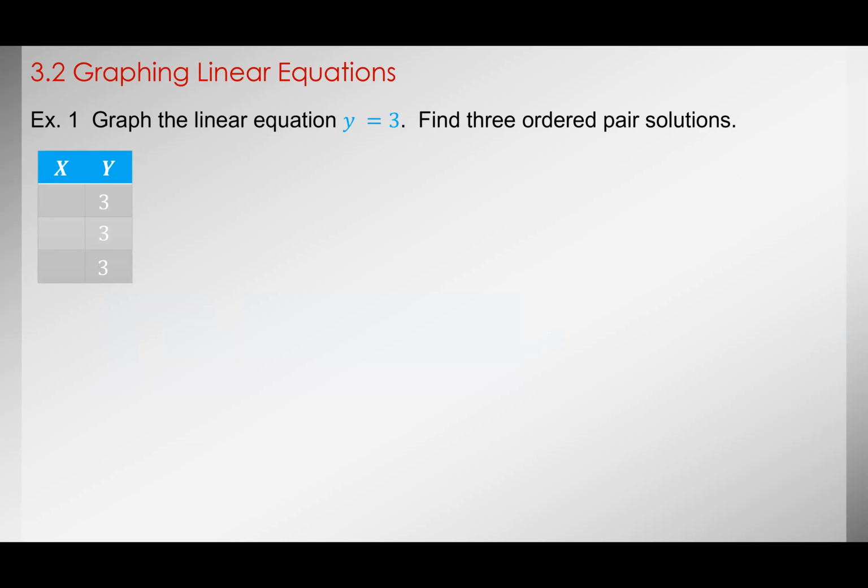Graph the linear equation y equal to 3. Find 3 ordered pairs for this solution. Do you agree that y equal to 3 means there's nothing else you can pick for y other than 3? They don't tell us much. They just tell us that y equal to 3.